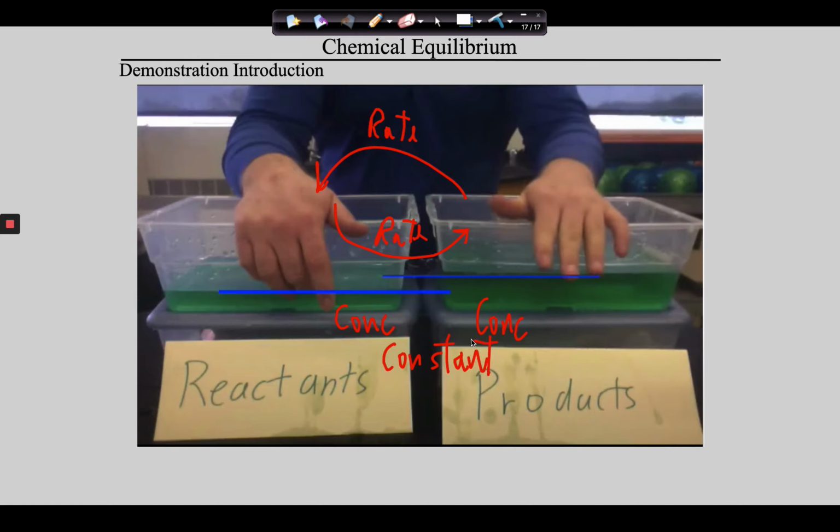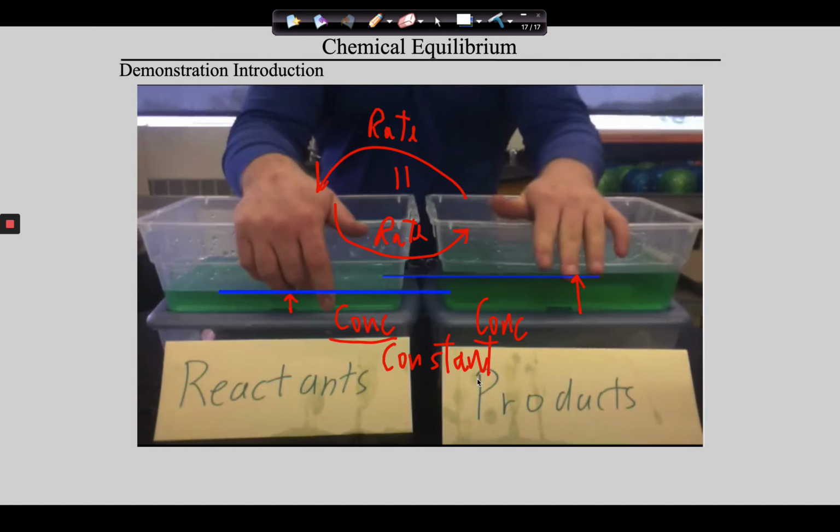So as he said, he could go on and do this forever and ever, and this amount of water and this amount of water would not change. So the concentrations don't change. They're constant, but they're not the same. So what is equal? The rates are equal. These forward and reverse processes are undoing each other, and the concentrations are constant.